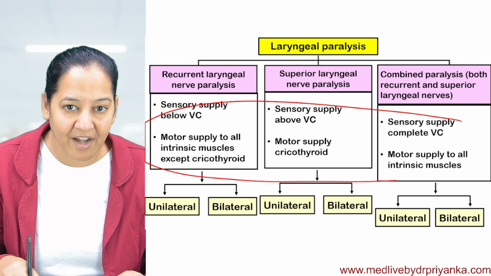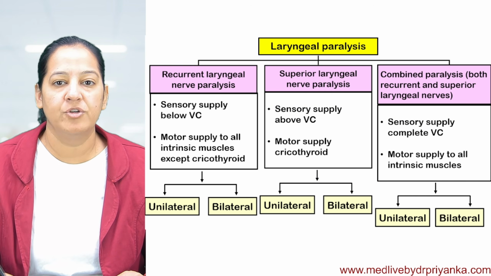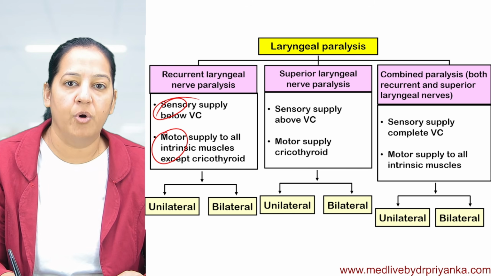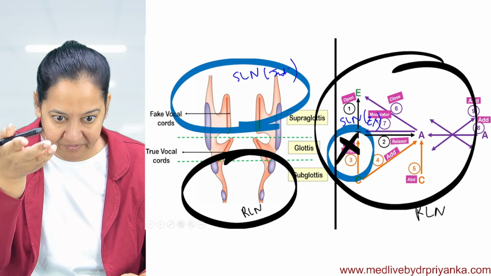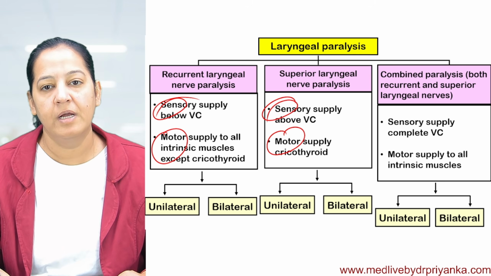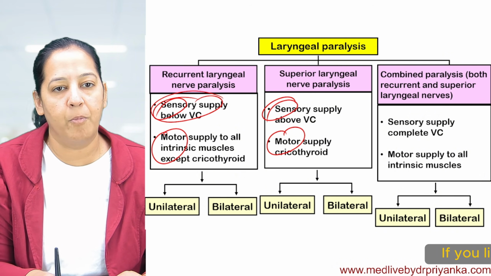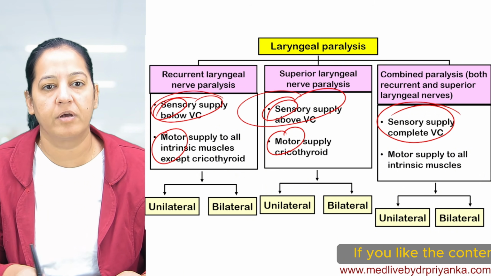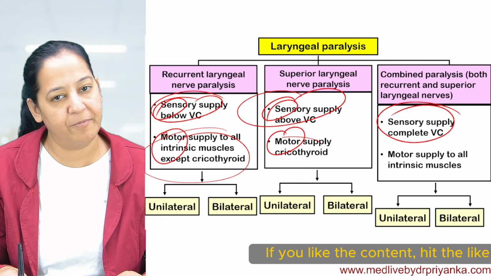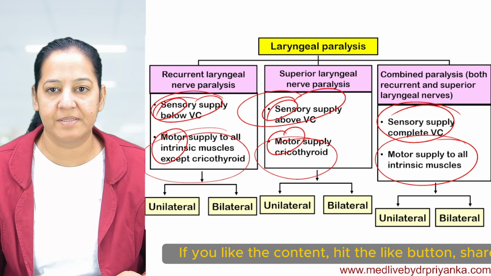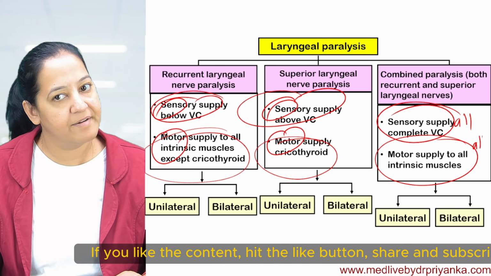If you know the sensory and motor supply of these nerves, you already know the sensory and motor of RLN. You already know the sensory and motor of SLN. I have marked it with black and blue color. What else do you want? You just merge it. Both the sensory above and below the vocal cord, it's the complete vocal cord. Both the motor, except cricothyroid and including cricothyroid, so it will be all 9 muscles. So complete, it covers all.